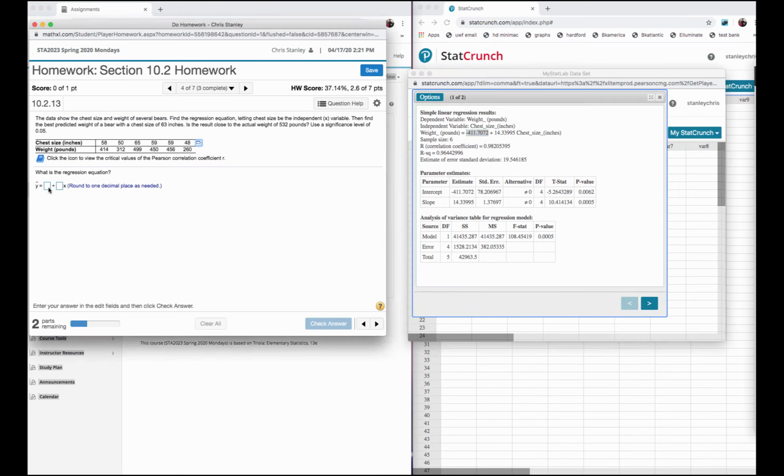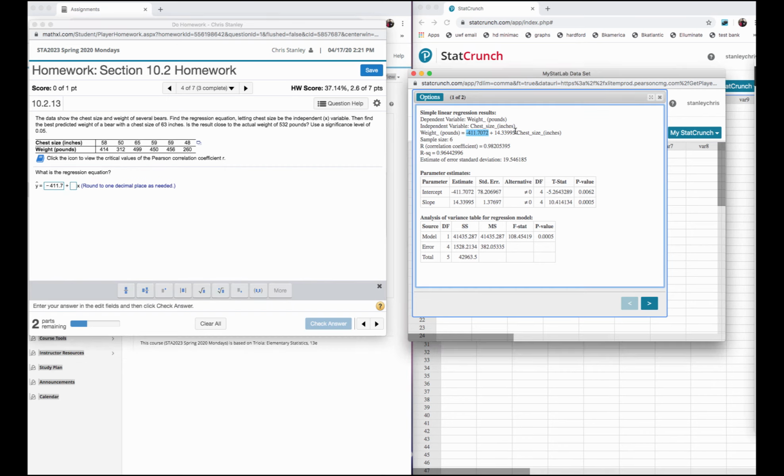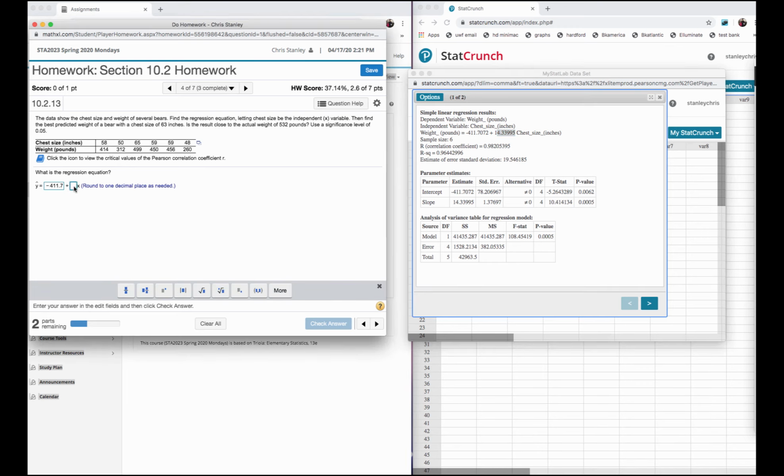Now this makes sense to have a positive slope because as the chest sizes are getting bigger, the weight should increase. I know I'm missing a 1. I'm just going to add it in. I'll add in the 1. 1 decimal, keep the 3.